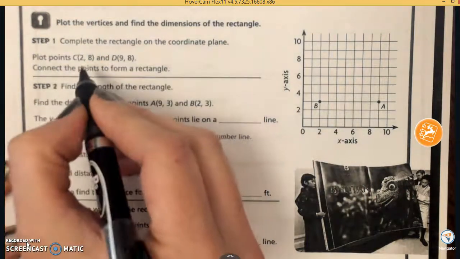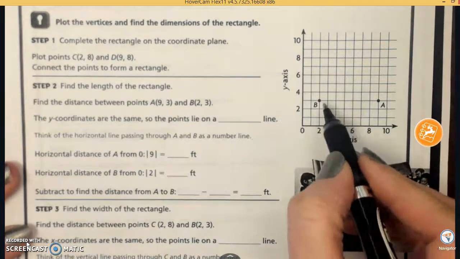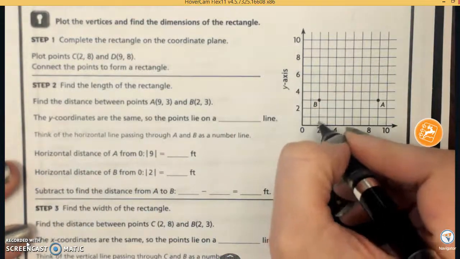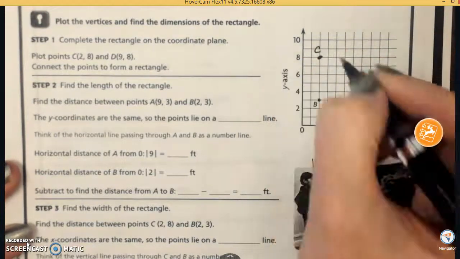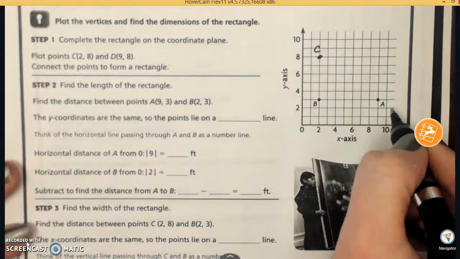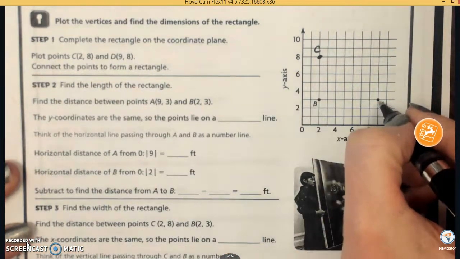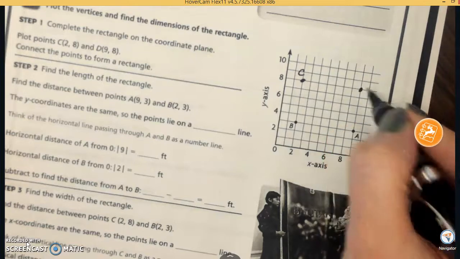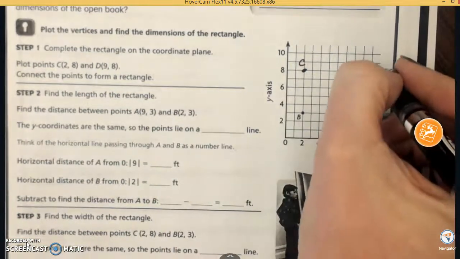So first off, we're going to plot and label C at 2, 8. Notice they've already plotted B and A. So we're going to be plotting C and D. So C is going to be at 2 and 8. So that's going to be right here. And then I'm going to label it C. So just like they labeled B and they labeled A, we're labeling these. So then we're going to do D, and it's going to be at 9 and 8. Okay. 9 and 8. Alright, and I need to label that D.